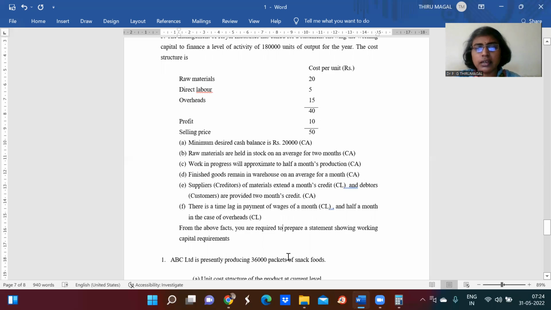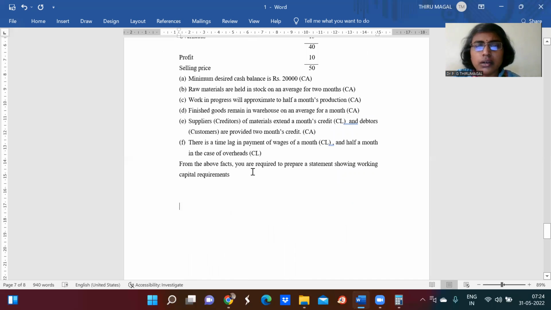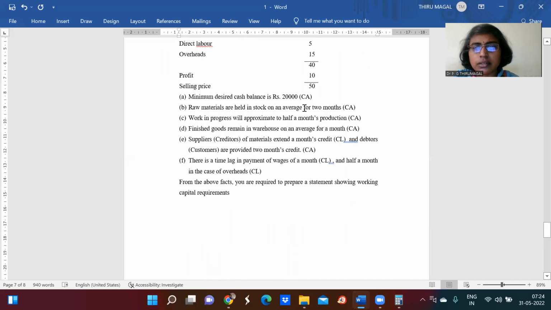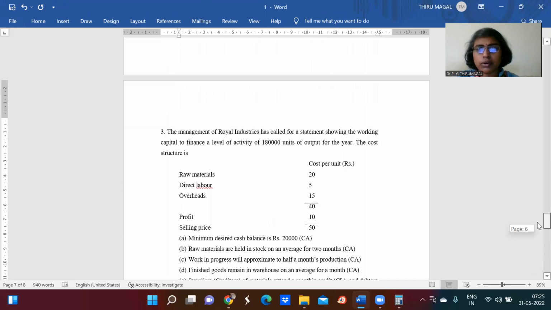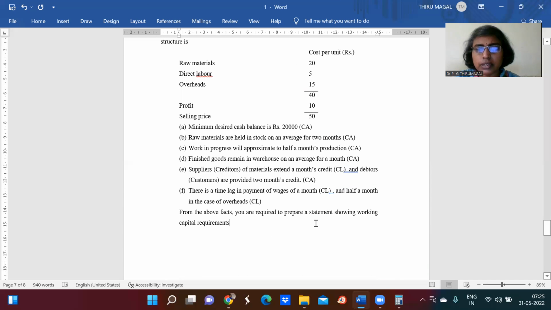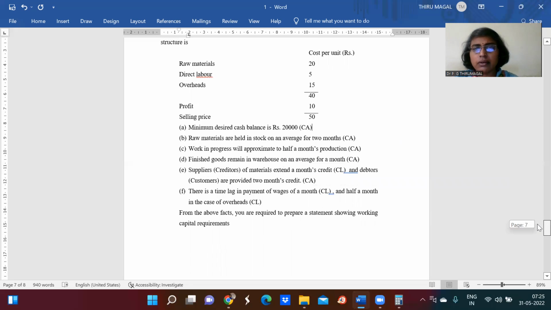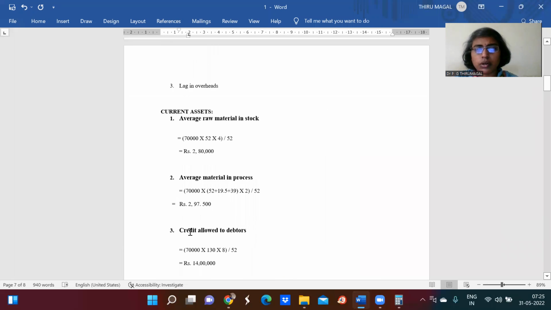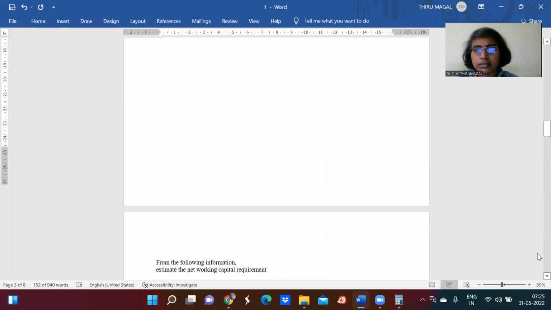From the above facts, we are supposed to find out or prepare a statement showing the working capital requirement of the company. So now, you can see here we have identified how many current assets are given in the problem: 1, 2, 3, 4, and 5. 5 current assets are given and 3 current liabilities are given. So as usual, the same procedure we need to follow as we have followed in the previous sessions. And one more thing, identify whether everything is given in the same unit. For example, this is a month, this is also month, this is also a month, this is also month. Everything is given in months. So no need to convert anything. What we can do is use the same formulas which we have used in the previous classes or previous sessions.